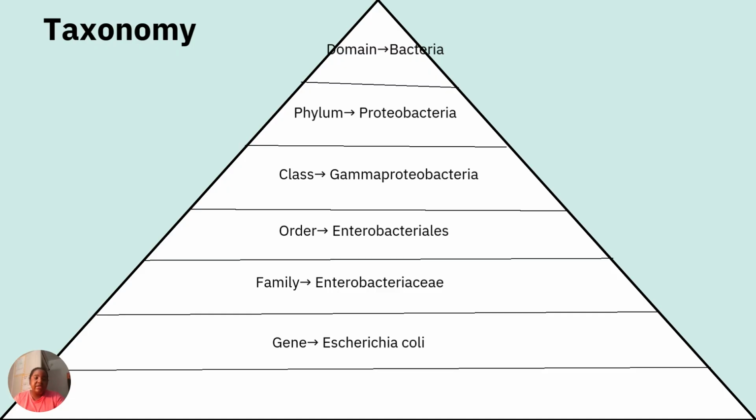Now let's take a look at the taxonomy triangle. At the top of the triangle, we have where E. coli O157 has a domain called Bacteria. The phylum is known as the Proteobacteria. Their class is Gamma Proteobacteria. Their order is Enterobacterales. Their family is Enterobacteriaceae, and their genus and species is known as Escherichia coli. And lastly, their serotype is known as O157:H7.